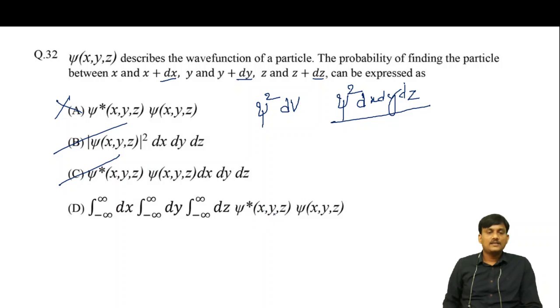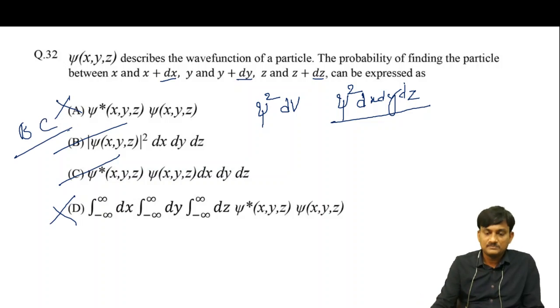And this one is not correct: psi star xyz psi xyz, with integral dx, integral dy, integral dz from minus infinity to plus infinity. Suppose if you take integral dx, you will get x. Integral dy, you will get y. Integral dz, you will get z. So this is not correct. So what are the correct options? B and C are the correct options.